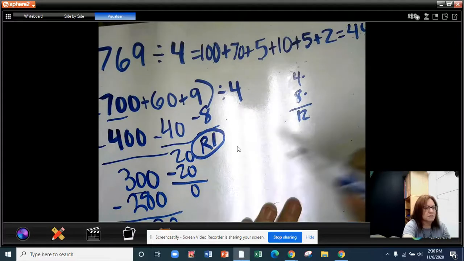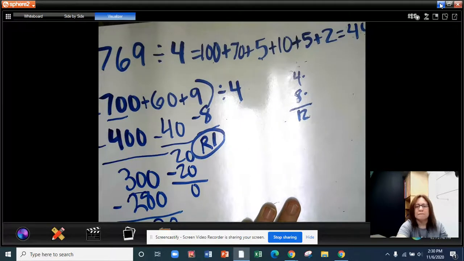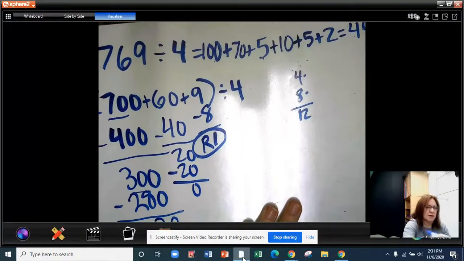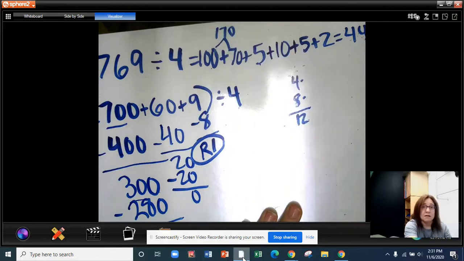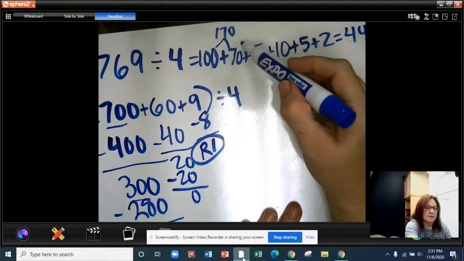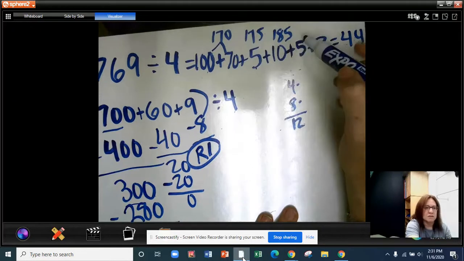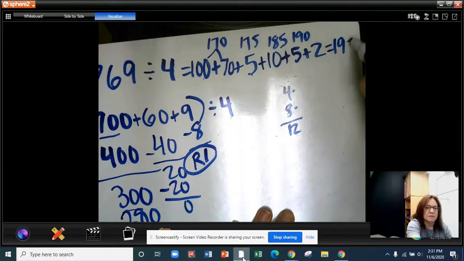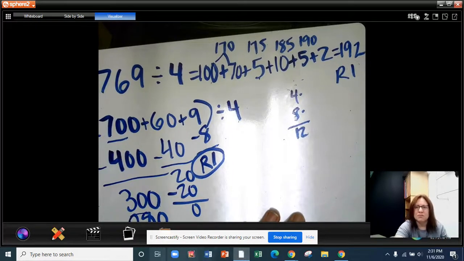And then, okay, so what do we have? Okay, so we should have, let's see, 100 plus 70. That's 170. 170 plus 5, that's 175. Plus 10 more, that's 185. Plus 5 more, that's 190. Plus 2, 192 times. All right, and we have the remainder of 1. That's a lot of tacos, 192 tacos per grade level.